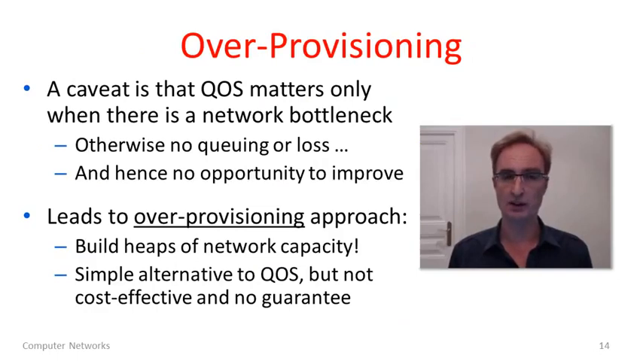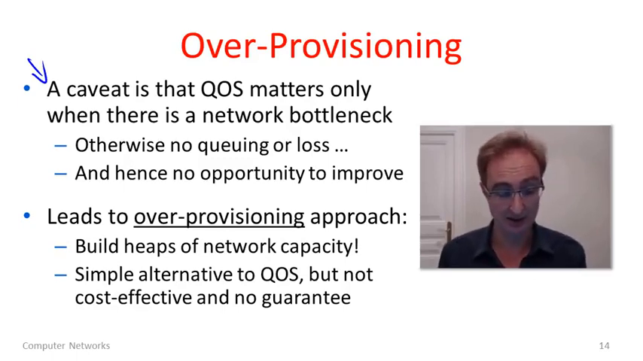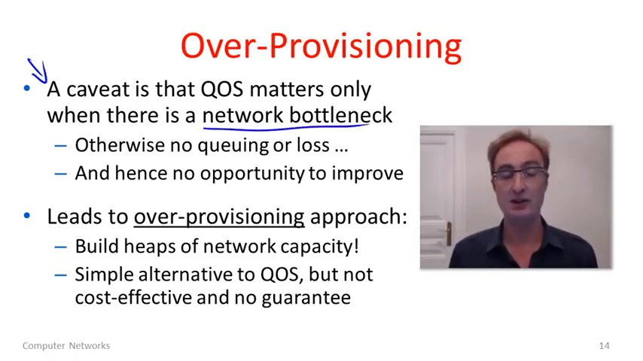Great, well, we're going to dive into quality of service in some of the coming lectures. Before we do that and I give you a table of contents, I want to tell you about one caveat. The caveat here is that quality of service only matters when there's actually a bottleneck in the network somewhere. If there's no bottleneck, then there's no queuing and there's no loss, and everyone's getting as good a performance as they can from the network. There's really no opportunity here to improve the performance characteristics that the applications are seeing.